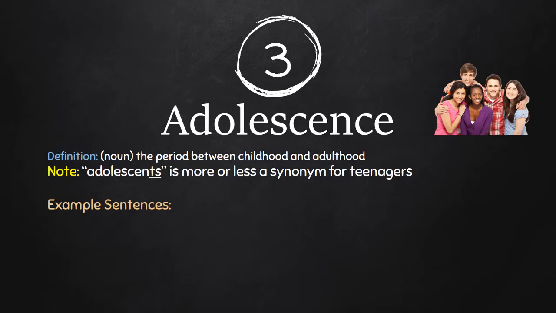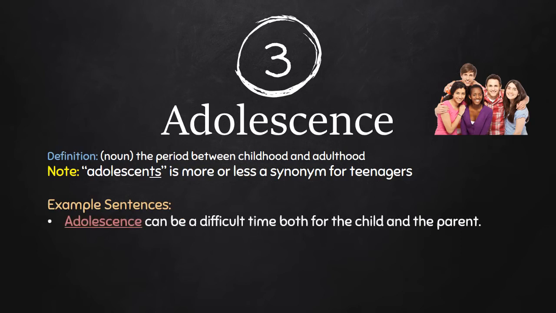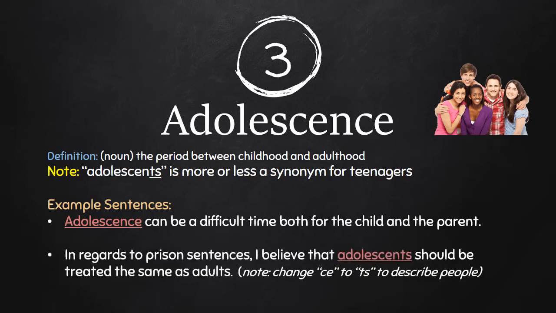Adolescence. And example sentences. Adolescence can be a difficult time both for the child and the parent. Very true. In regards to prison sentences, I believe that adolescents should be treated the same way as adults. And note, change CE at the end of the word to TS to describe people, not the period of time. So the first example sentence is the period of time, and the second example sentence is the person or the people.